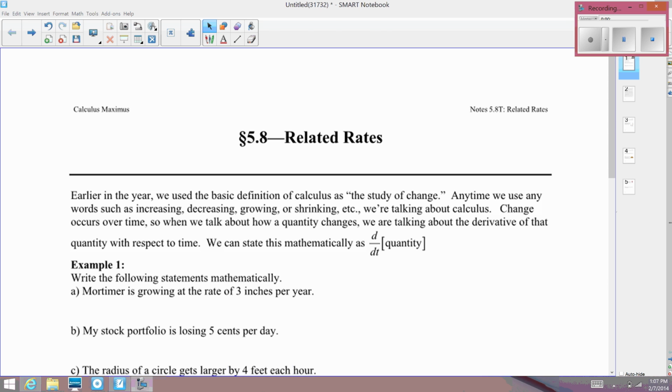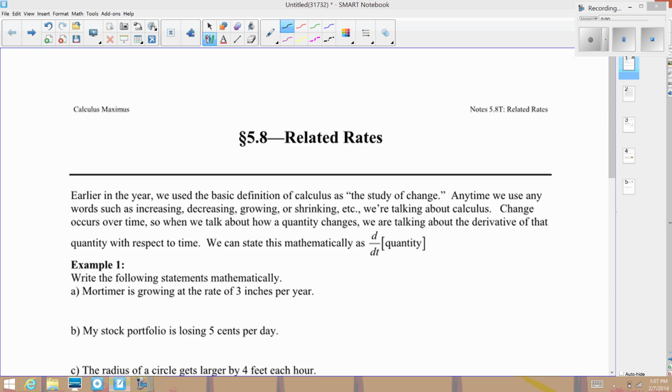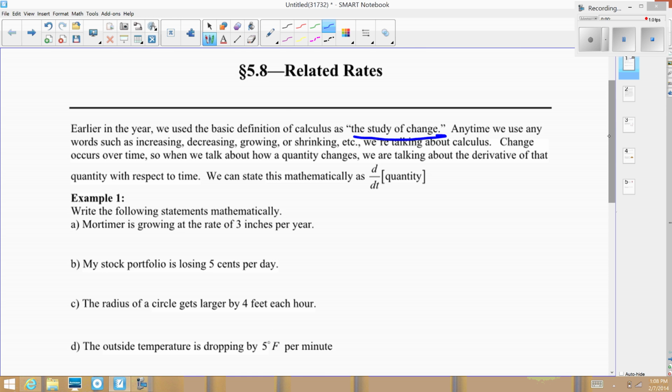Okay, 5.8 related rates. I think that you will find this much more interesting and fun than optimization, but maybe I'm wrong, but I think that this is fun. So if you go into it thinking it's fun, that'll work out well. Okay, so in the beginning of the year, I talked about calculus is just change. Anything we're talking about, how something changes. That's calculus. All right, so we're going to be just looking into different ideas.